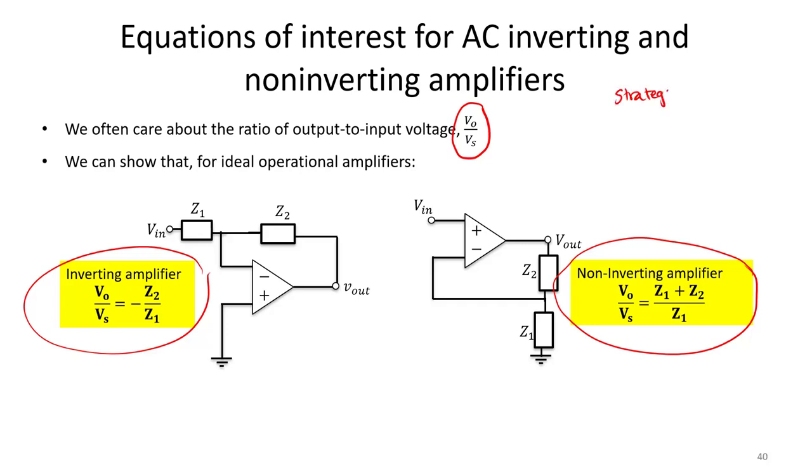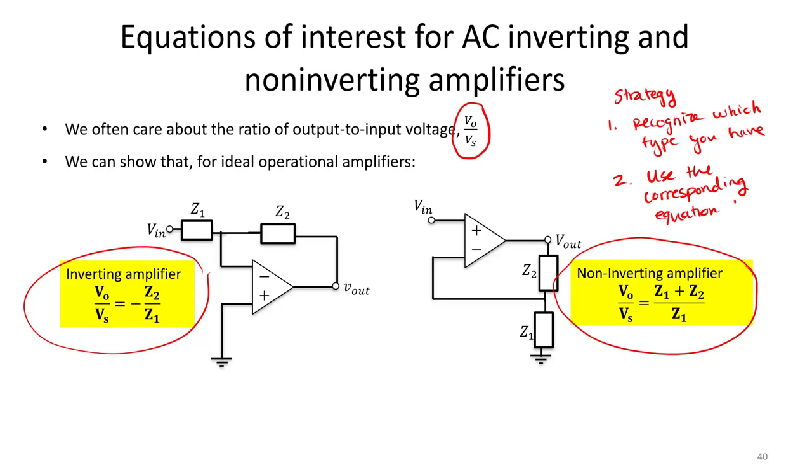So the general strategy is to first recognize which type of amplifier you have, and then you use the corresponding equation in order to determine V0 over Vs.